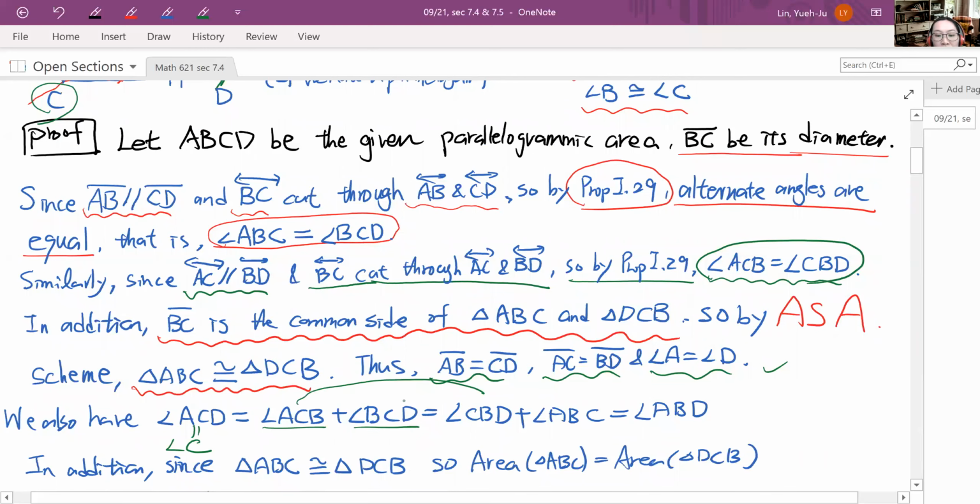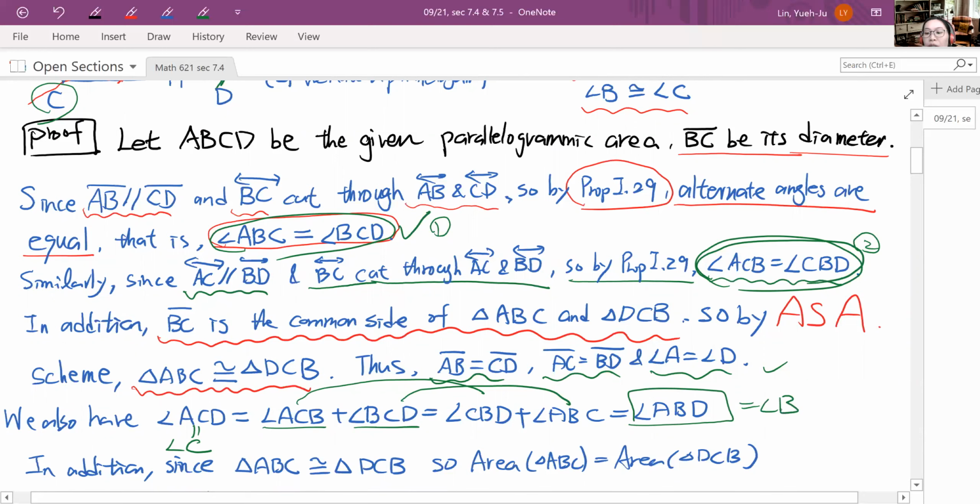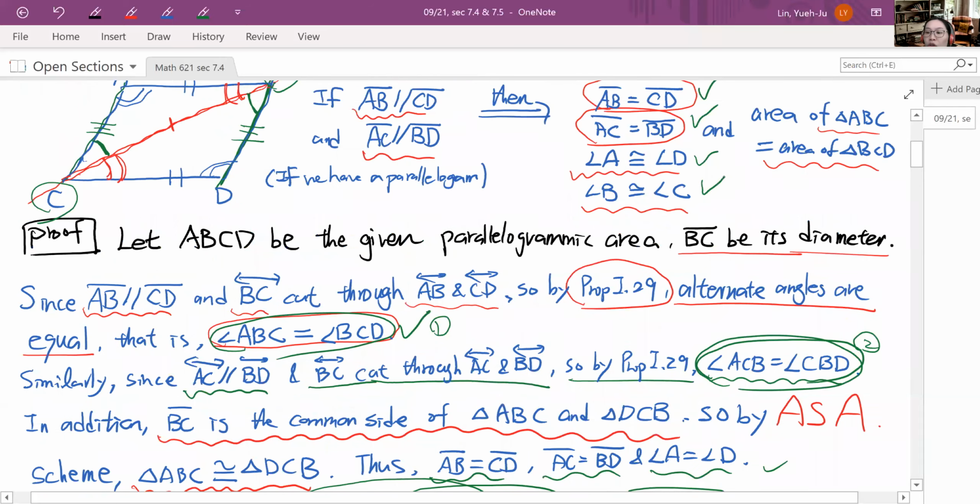And then you can see that we already know there's a pair of angles. One of them is ABC and BCD. The other is here, the second one. So let me put 1 and 2. We have two conditions that are already proved here. So then angle C is definitely equal to angle B, just by looking at the picture and the information we already had. And the number 4 is also proved.